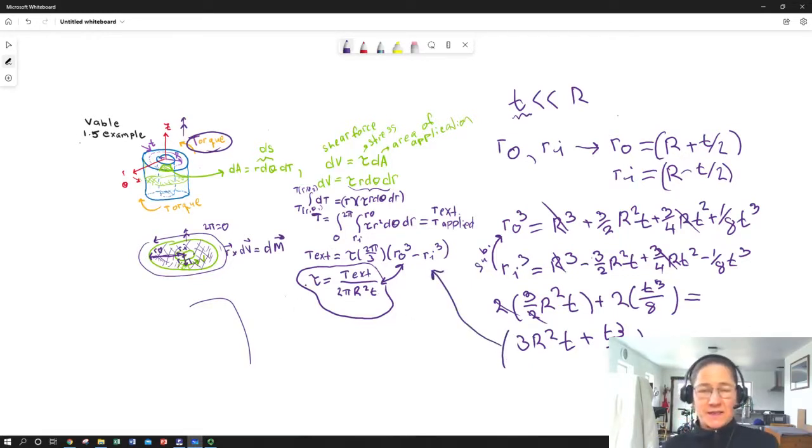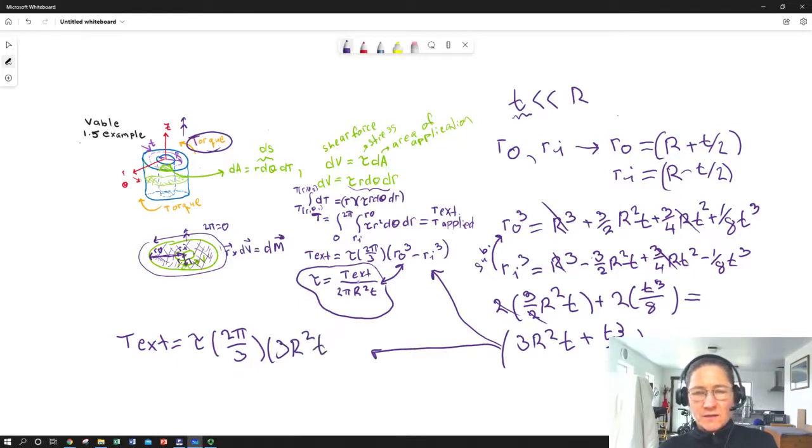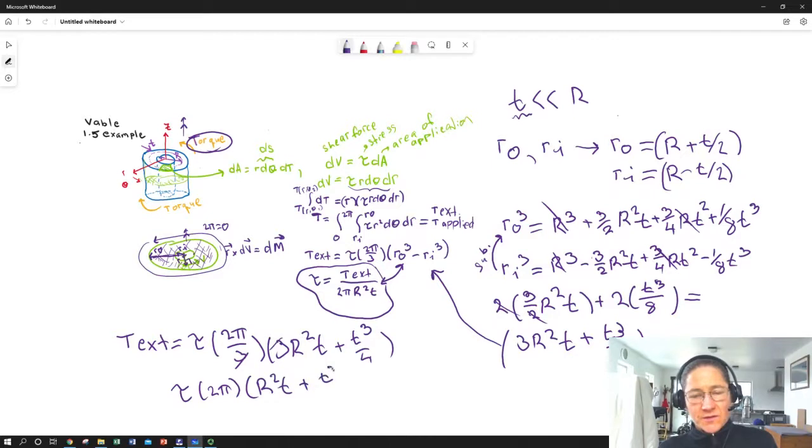So if we substitute that in, remember we had the other terms coming out of our integral. T external equaled tau, the uniform shear stress that was being applied all over that adhesive surface. And then we had 2 pi over 3 times this term. Now we have 3 r squared t plus t cubed over 4. Those 2 cancel, and then we end up with tau times 2 pi times r squared t plus t to the third over 12.